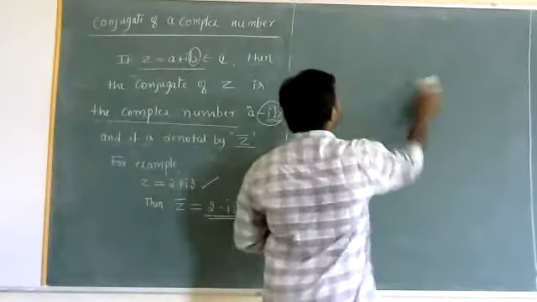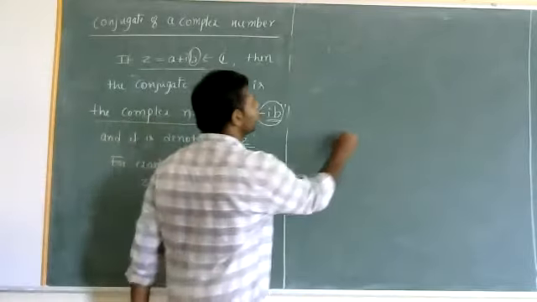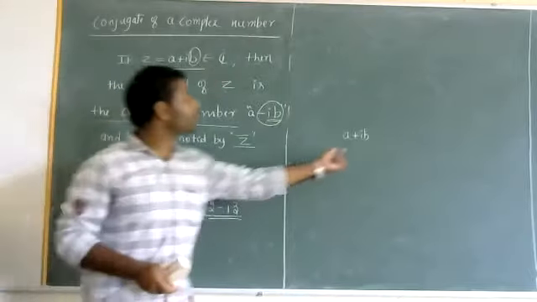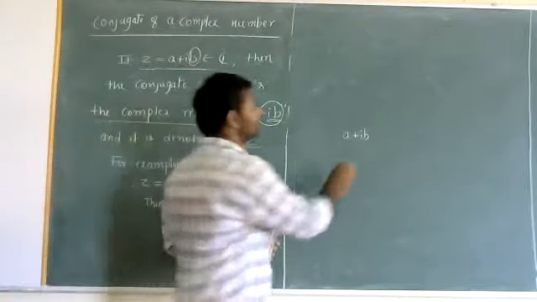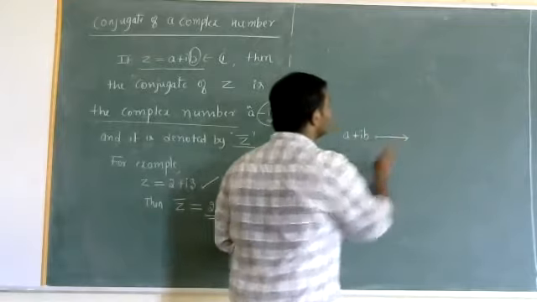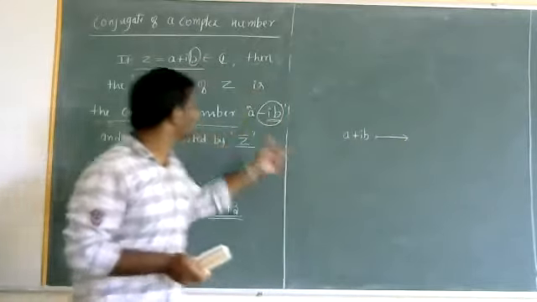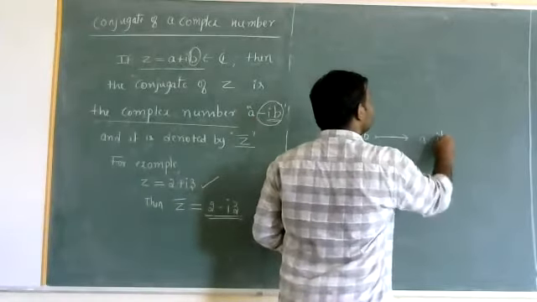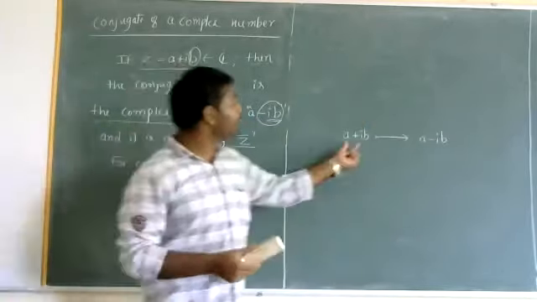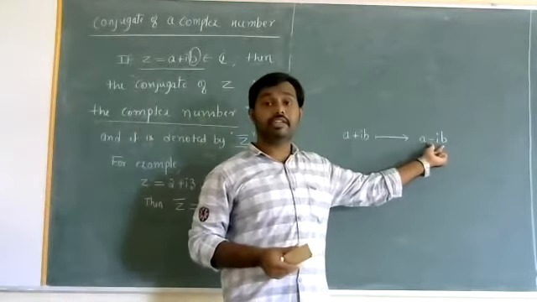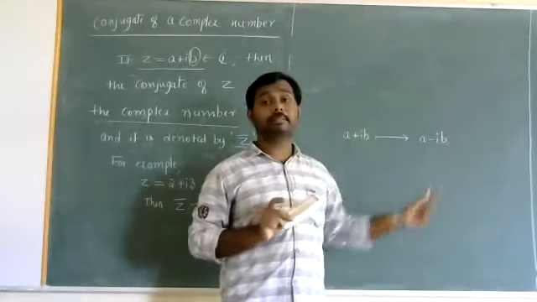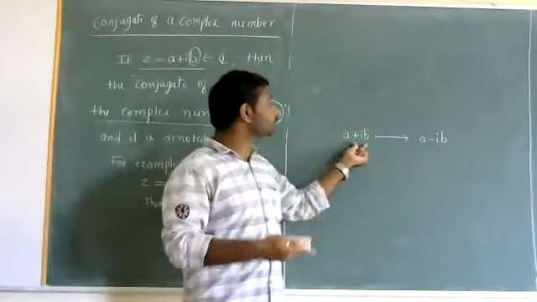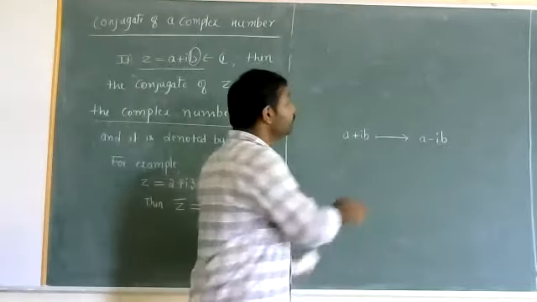So what we are doing here is, in this way, I can write a conjugate for every complex number. That means every complex number is associated with another complex number in a unique way. Or you can associate every complex number to another complex number uniquely.